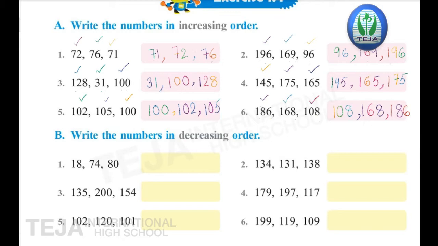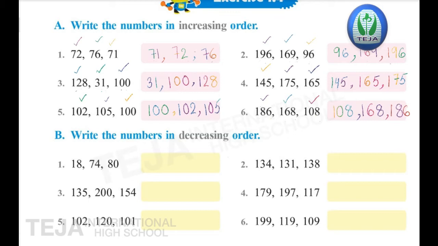Now we'll discuss the second bit. Bit B. Write the numbers in decreasing order. Now opposite to increasing, you should write the decreasing order. That is, in increasing order we arrange the numbers from smaller to bigger, whereas in decreasing order, we have to arrange the numbers from bigger to smaller. Big to small. Okay. Now we'll see the question, children.